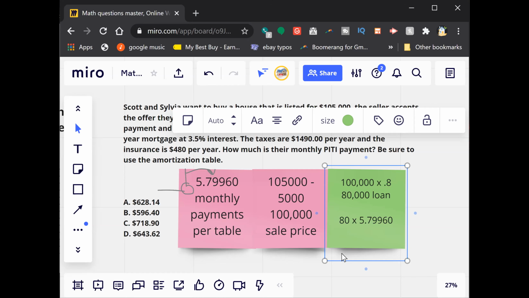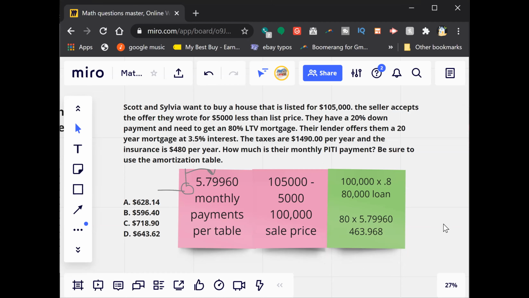And let's see what that would be. 463.968. Okay. But let me ask you that. What is that number, 463.968? What is that? That's our monthly payment of what? So when we use the amortization table, what is it showing us? The principal and interest. So we're missing two things. In PITI, what are we missing?